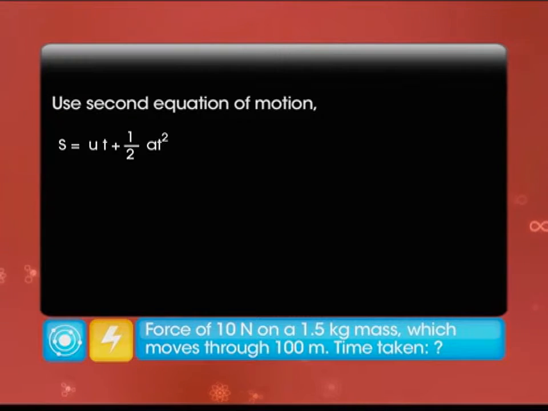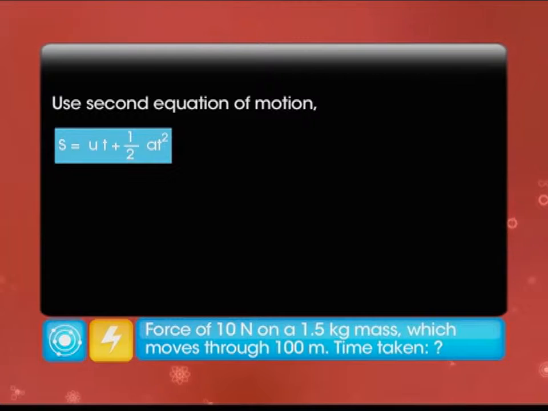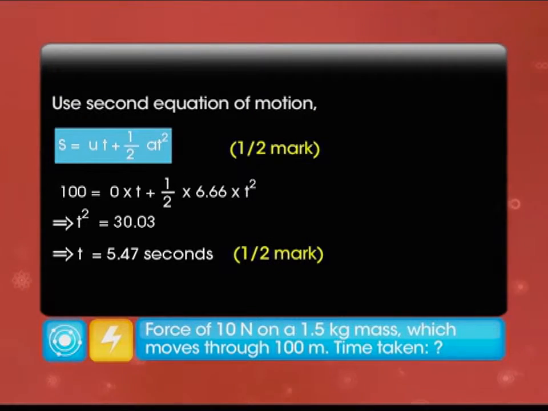Now using the second equation of motion, S is equal to ut plus half at square, and by the way, this formula itself is half a mark. Put the values of u, t and a and then calculate the time taken t. Half a mark for this.